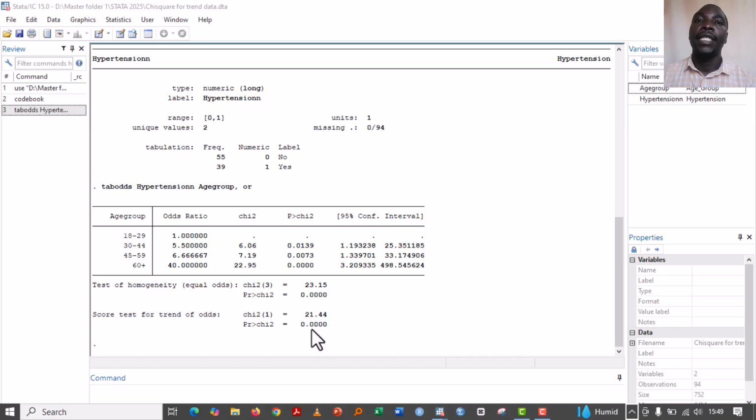We therefore reject the null hypothesis that states that there is no linear relationship or no trend in the odds of the outcome across the categories. Clearly, we can see that the odds of having hypertension linearly increases as you move from one age group to the other.